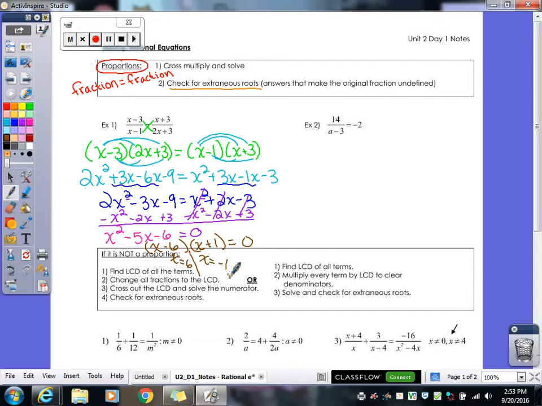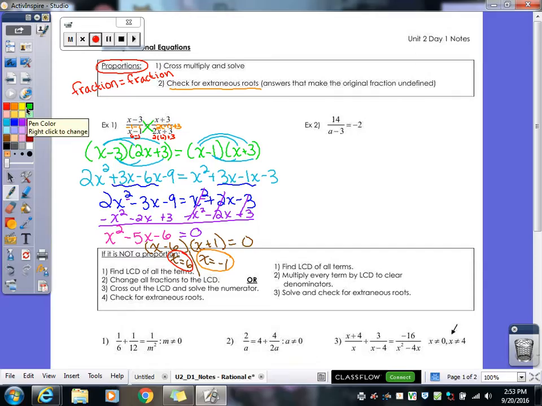I'm not going to say that those are my answers yet, because what I have to do is go back and check to see if either of those answers gives me an undefined fraction back at the beginning. So if I go up to the beginning here and I plug in a 6, I'd get a 5 for this denominator, which is fine. If I plugged in a 6 over here, I'd get a 15. So 6 works. It's not an extraneous answer. Now I need to test the negative 1. If I plug in negative 1, I'd get a negative 2 in my first denominator. If I plug in a negative 1, I would get a 1 in the other denominator. So again, the negative 1 also works. So I get to keep both answers this time.